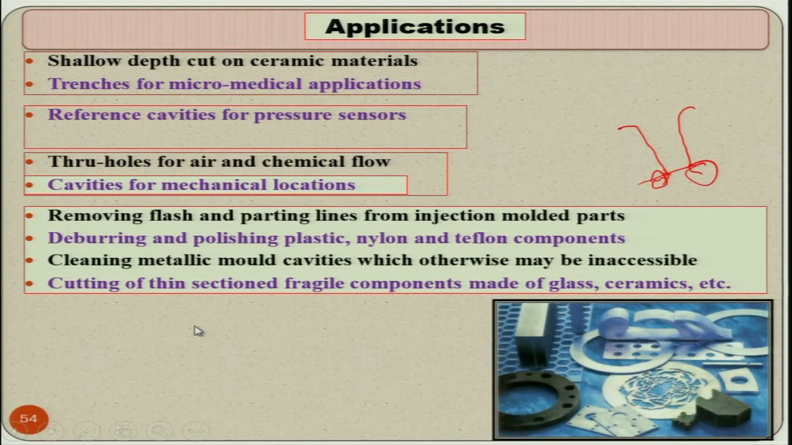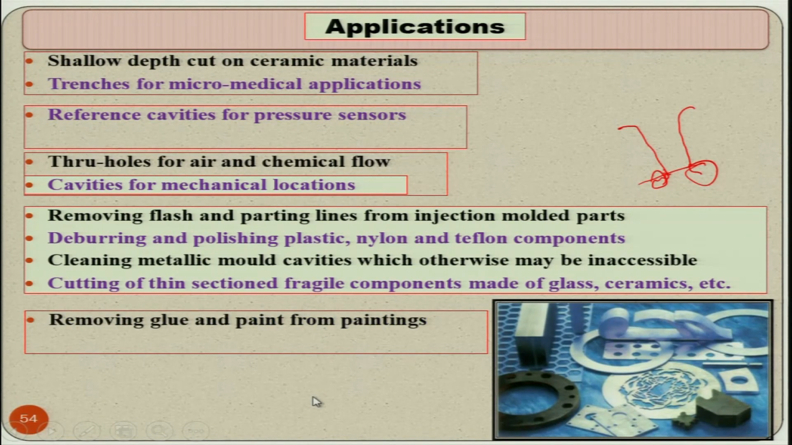cleaning purposes. Cutting of thin sectioned fragile components made of glass, ceramics, etc. When you want to cut them into different sizes of parts from the bigger sheet or bigger plate, then this particular process is also used for that purpose, and that may be for fragile components made of glass, ceramics, etc. Another thing is removing glue and paint from paintings. When you are painting, some unnecessary glue gets adhered over there, or paint is left over there, which is to be removed.